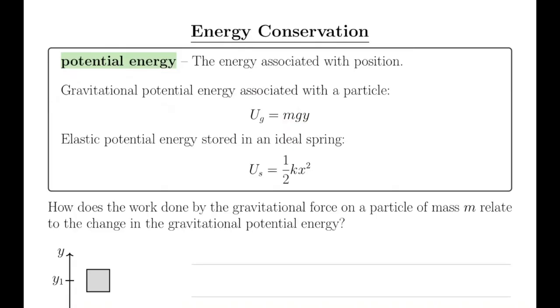Another example of potential energy is elastic potential energy. So, for an ideal spring, so that's a spring that obeys Hooke's law, the elastic potential energy stored in that ideal spring is defined as 1/2 kx squared. So remember, k is the spring constant and x is the displacement from equilibrium. Basically, how much did you stretch or compress it from its natural length?